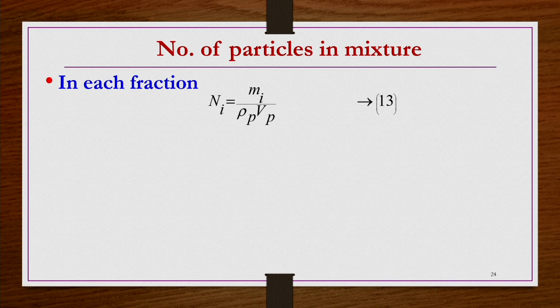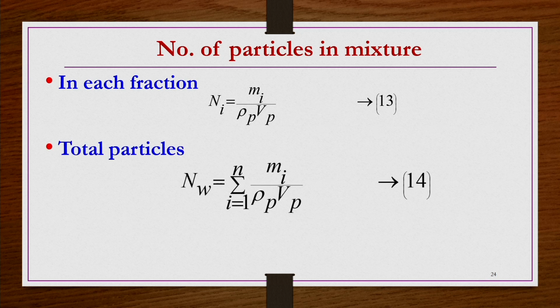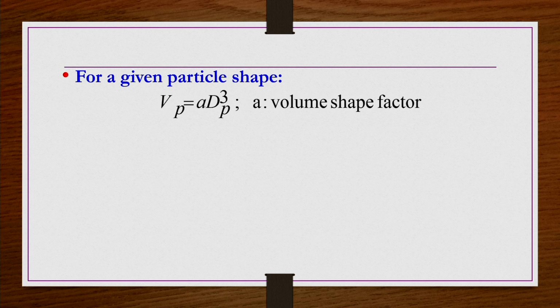Then the number of particles in the mixture, which we have already discussed, is Mi by rho p Vp for one particular fraction. The total number of particles Nw would be the summation of Mi by rho p Vp over all fractions, which gives the total number of particles for a given mixture. For a given particle shape factor, let us say Vp equals A dp cube, where A is the volume shape factor.